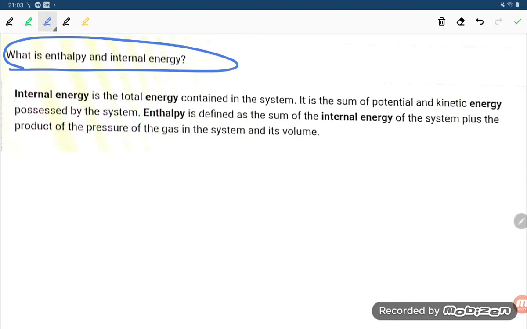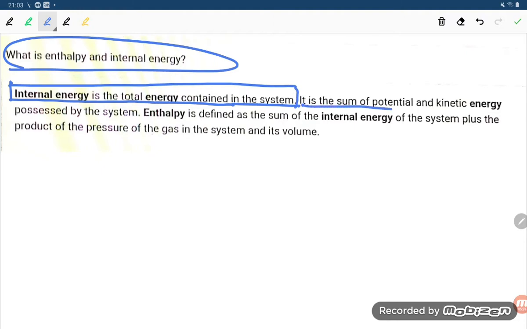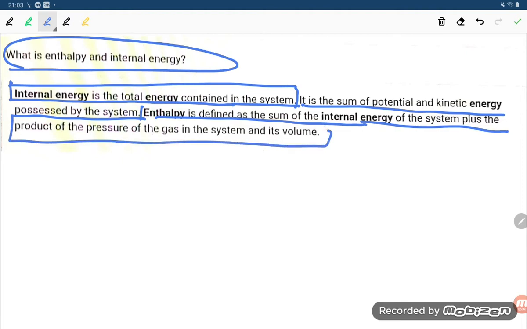Now let us see. Internal energy is the total energy contained in a system. It is the sum of potential and kinetic energy possessed by the system. What is enthalpy? Enthalpy is defined as the sum of the internal energy of the system plus the product of pressure and volume, that is, the work in the system.